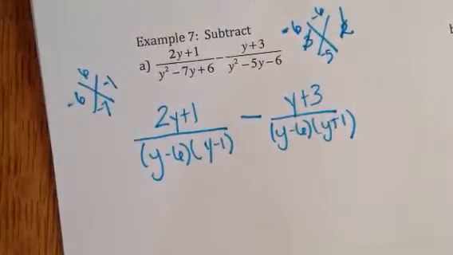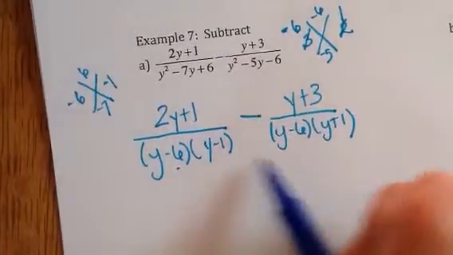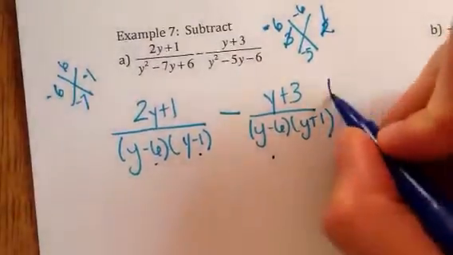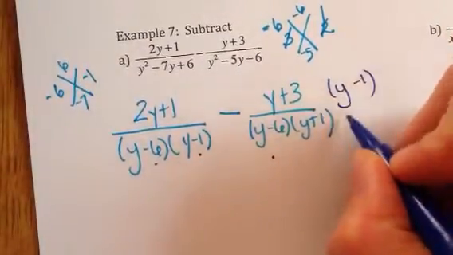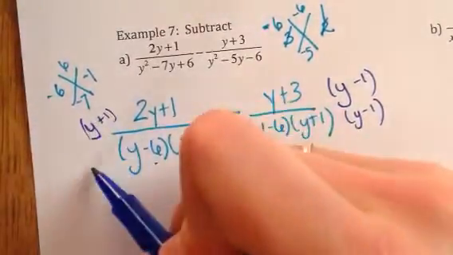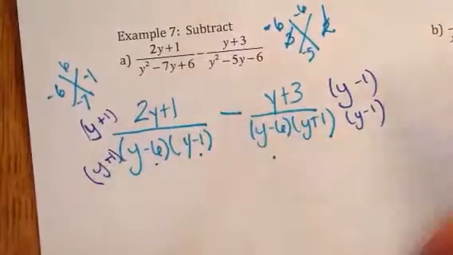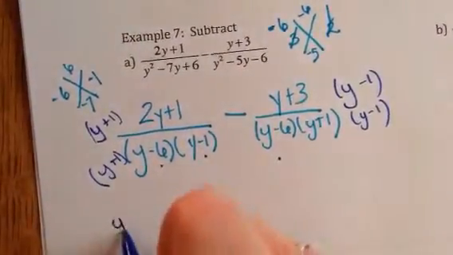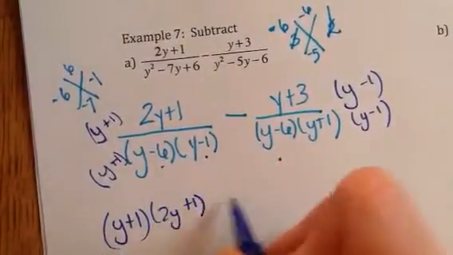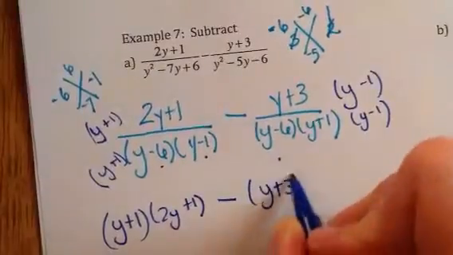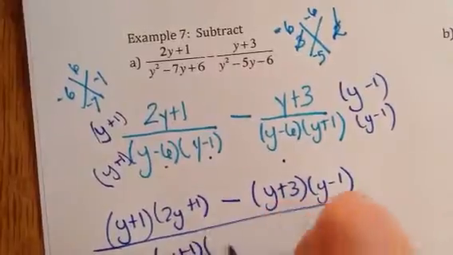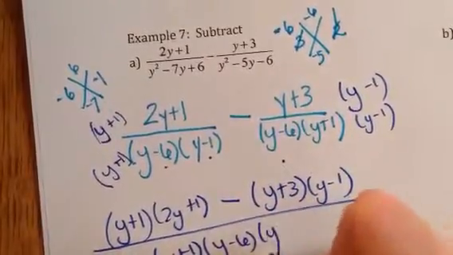So I have both y minus 6's, but this has a y minus 1 and this has a y plus 1. So I'm missing the y minus 1 on this side, and I'm missing the y plus 1 on that side. So I would have y plus 1 times 2y plus 1 minus y plus 3, y minus 1, over y plus 1 times y minus 6 times y minus 1.